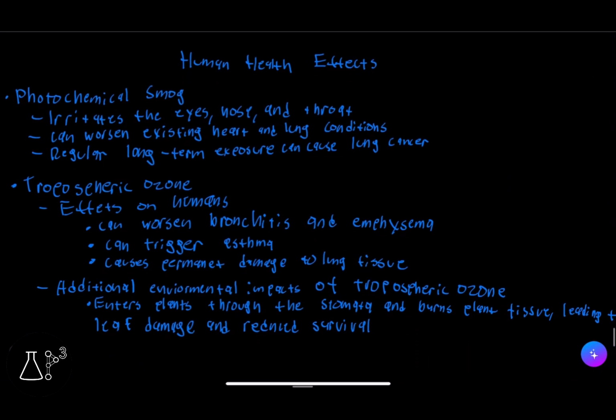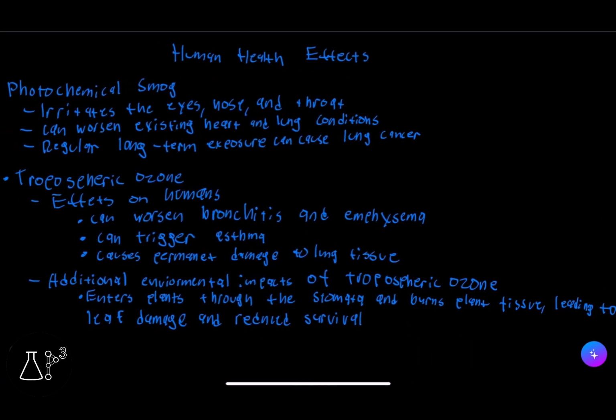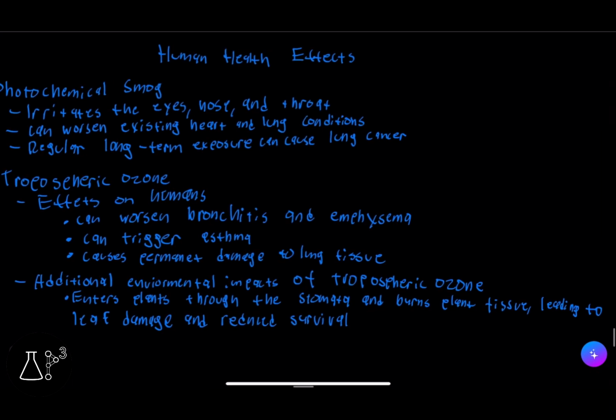So now we're going to talk about the human health impacts. Photochemical smog irritates the eyes and throat, can worsen existing heart and lung conditions, and regular long-term exposure can cause lung cancer. Tropospheric ozone can worsen many things in humans, can trigger asthma, and causes permanent damage to lung tissue. Additional impacts of tropospheric ozone are on plants: it enters plants through the stomata and burns plant tissue, leading to leaf damage and reduced survival.